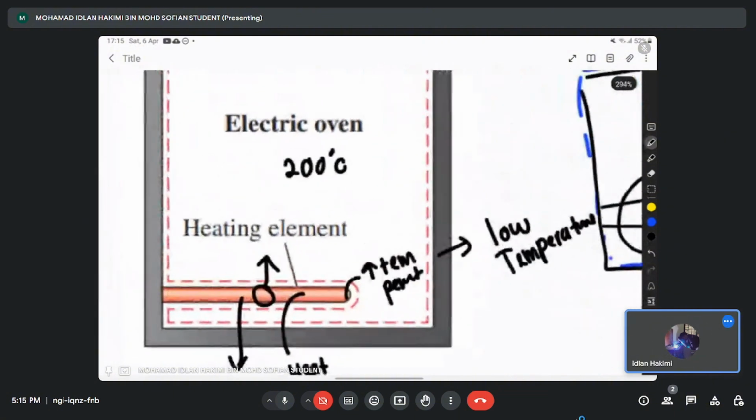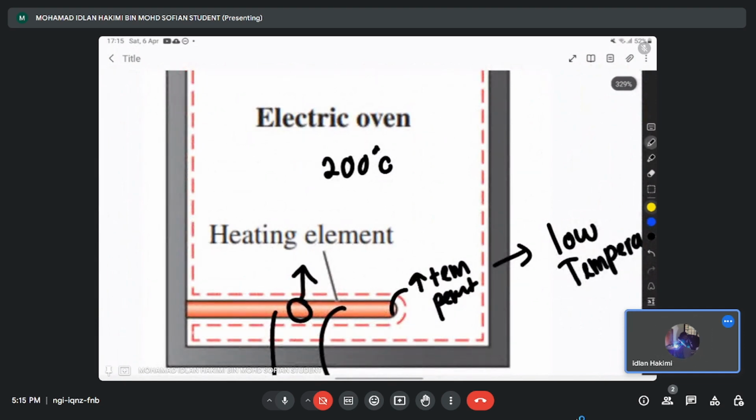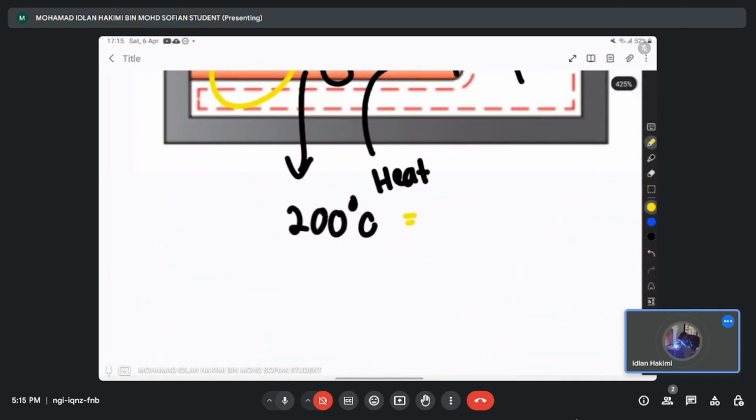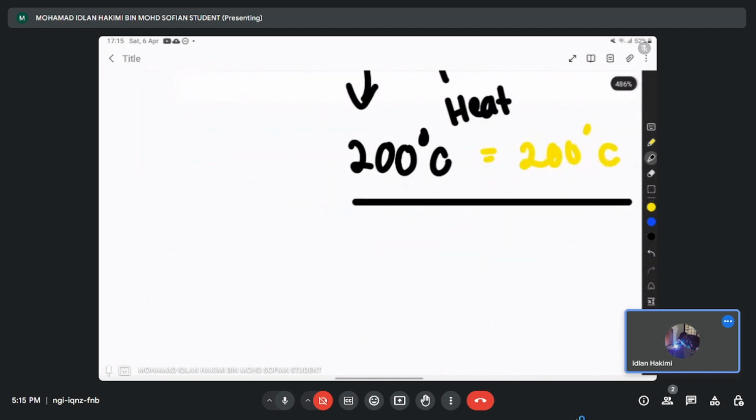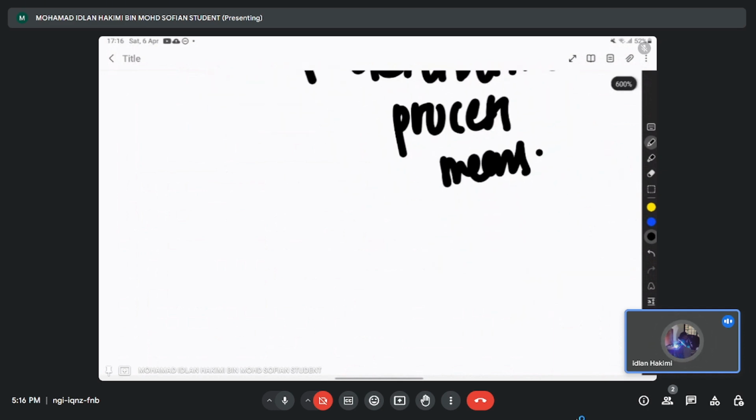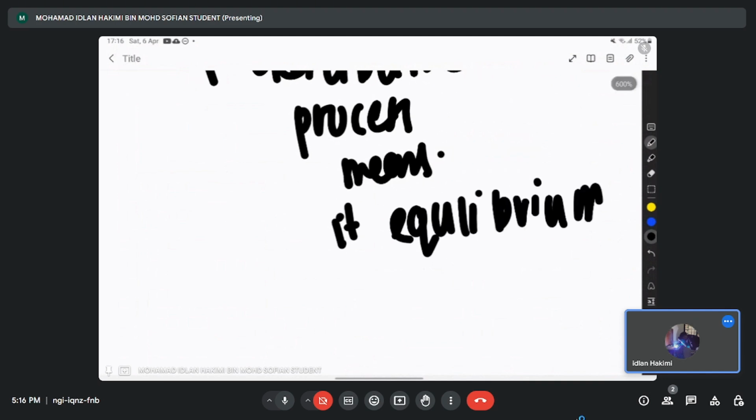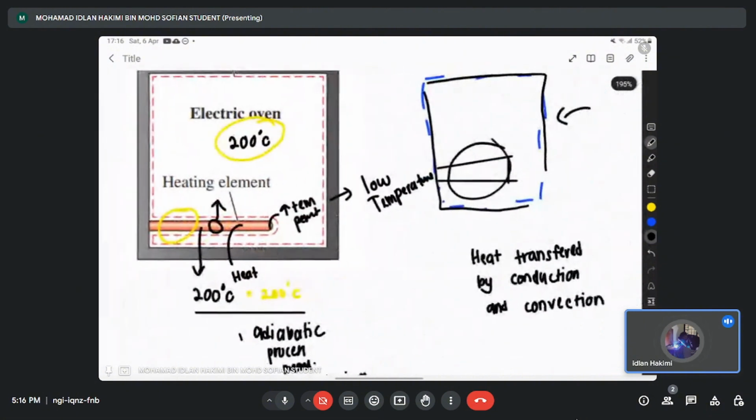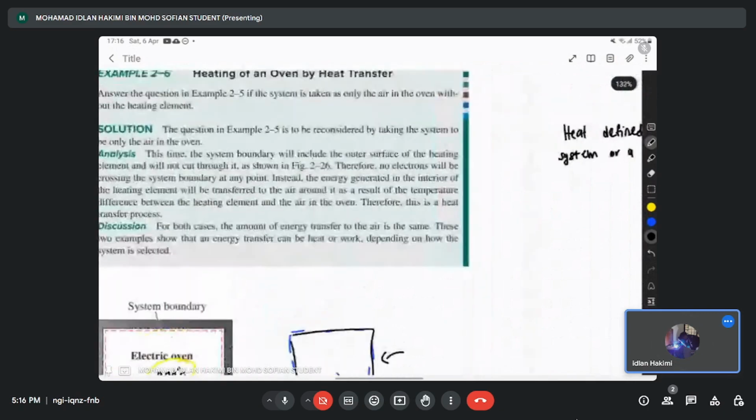When the temperature in the system and the heating element are the same, which is 200 degrees, we call this an adiabatic process, which means equilibrium. So the food in the electric oven can be cooked by the heat.